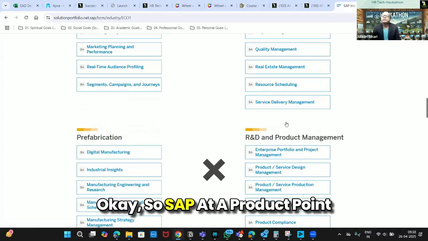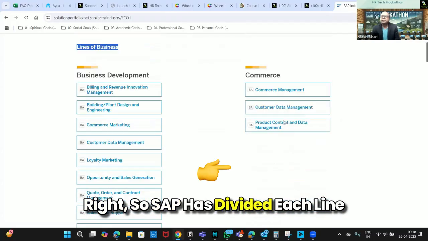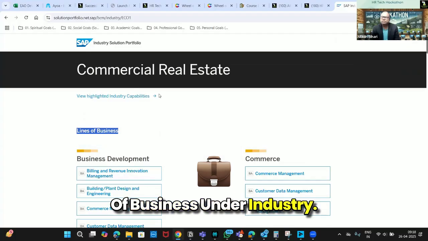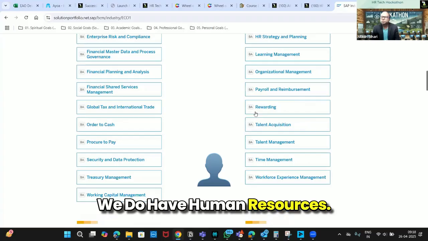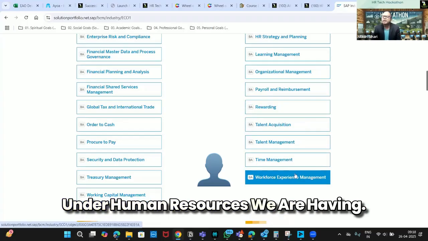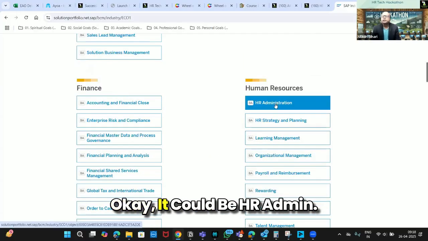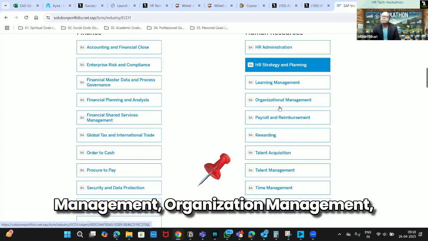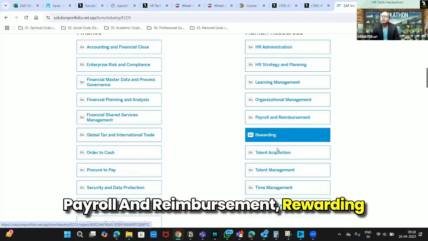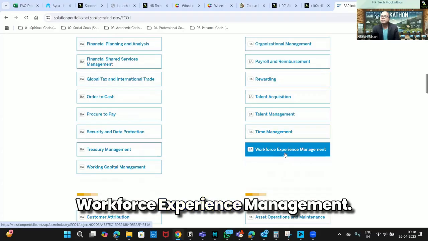Okay, so if you talk about SAP at a product level, SAP has divided each line of business under industry. Let's say we talk about real estate, right? We do have human resources. Under human resources, SAP has these different business areas. It could be HR admin, HR strategy and planning, learning management, organization management, payroll and reimbursement, rewarding, talent acquisition, talent management, time management, workforce experience management.